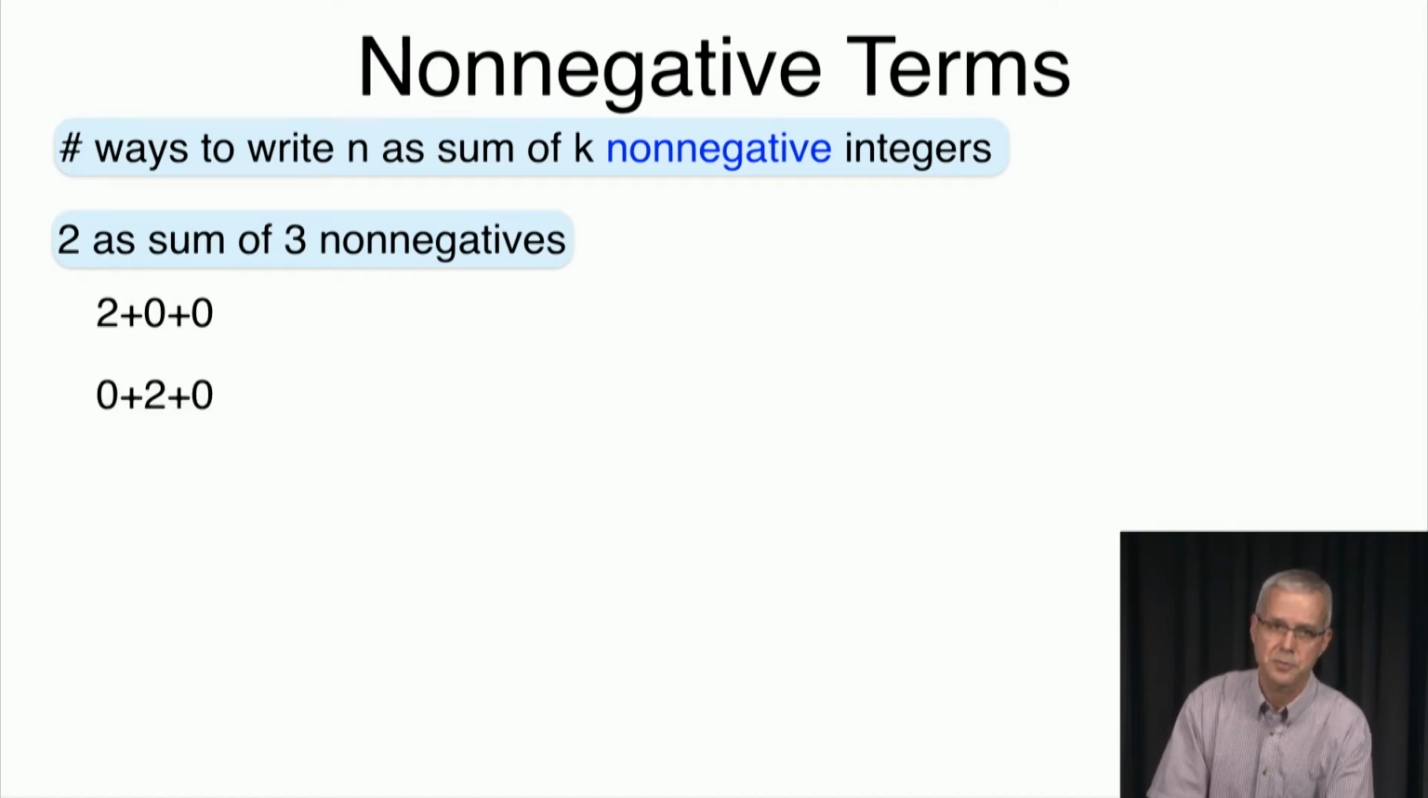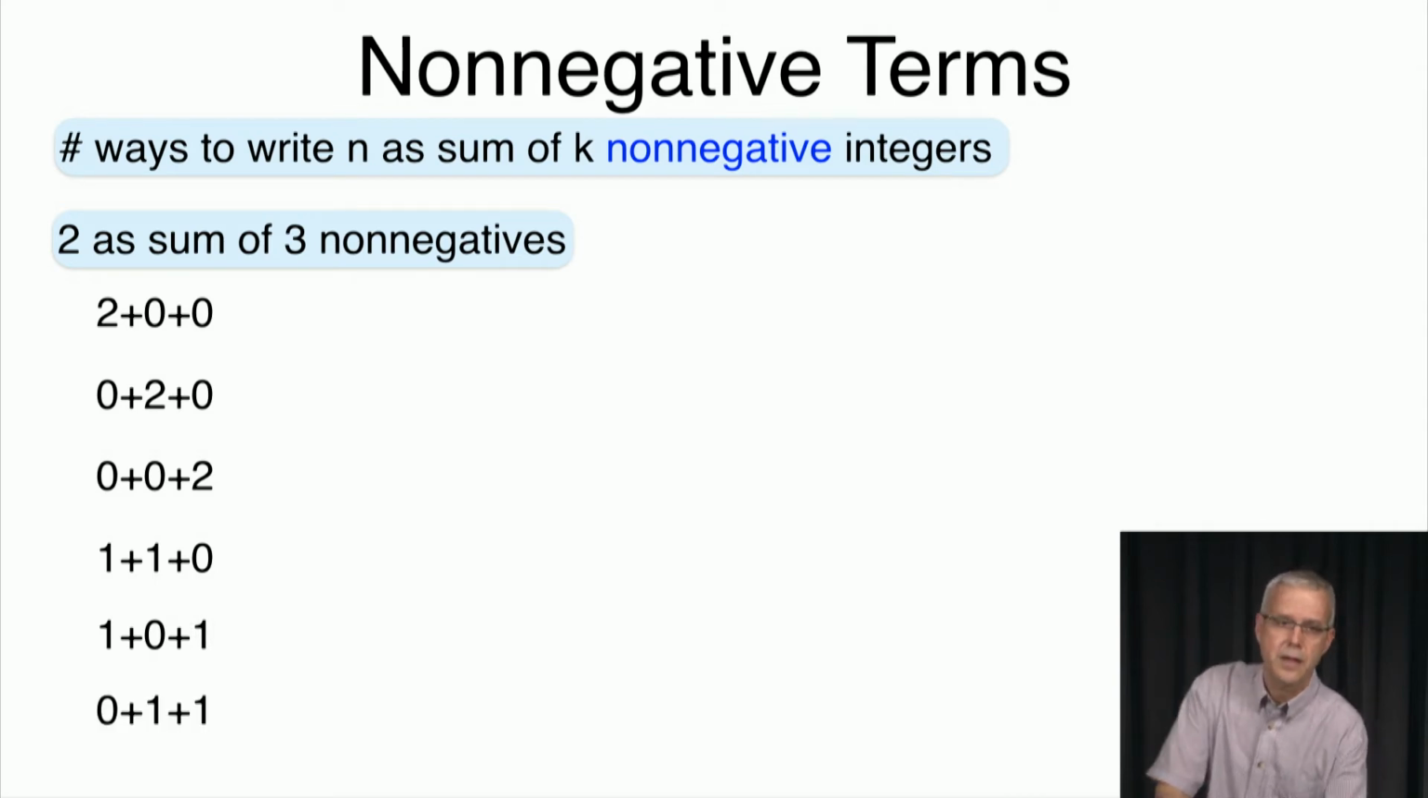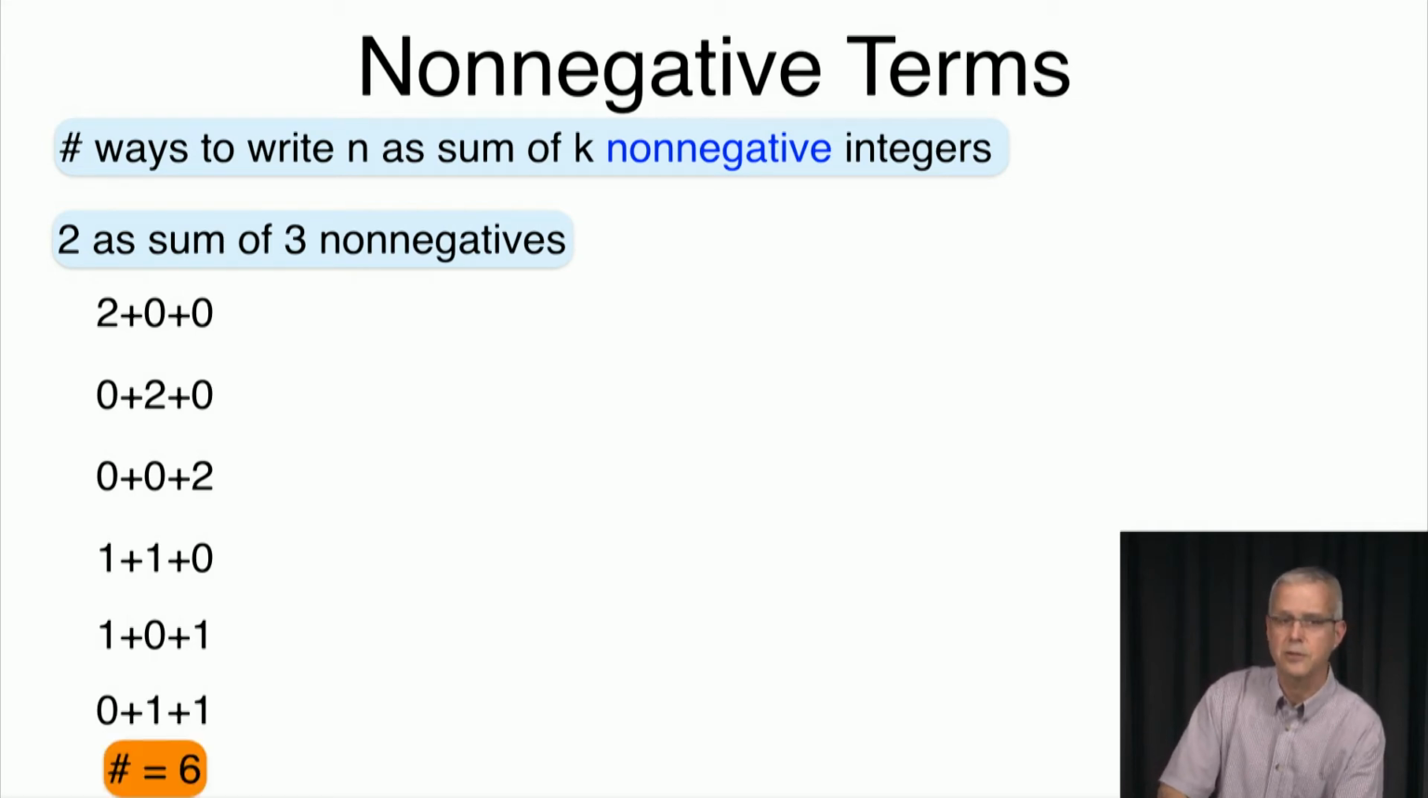Or as 0 plus 2 plus 0. Or as 0 plus 0 plus 2. These are the only ways to write 2 as a sum of 3 non-negatives where there is a single positive number. Or we can write it as 1 plus 1 plus 0, or 1 plus 0 plus 1, or 0 plus 1 plus 1. Okay. Now, we can again use the stars and bars analogy, and we see, by the way, that this number is going to be 6.